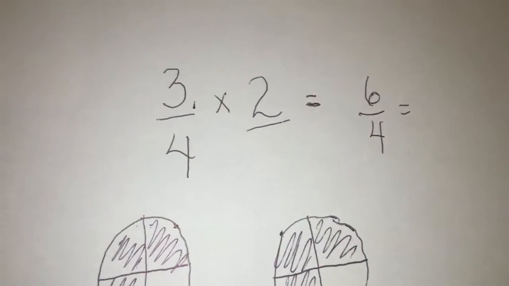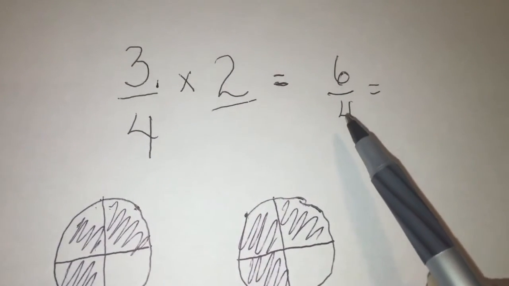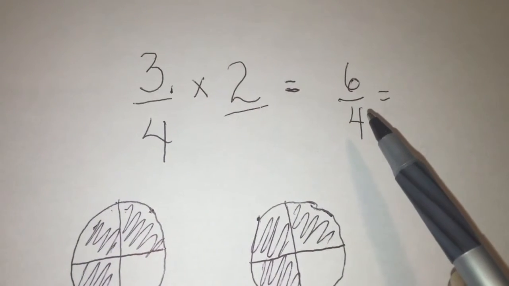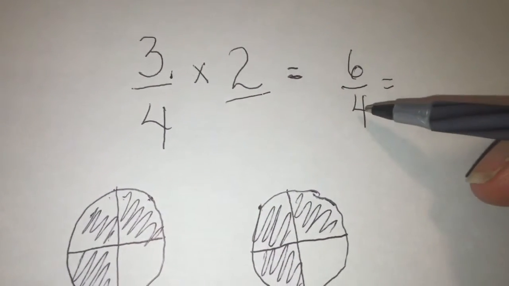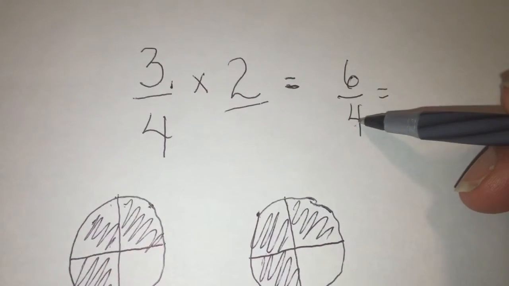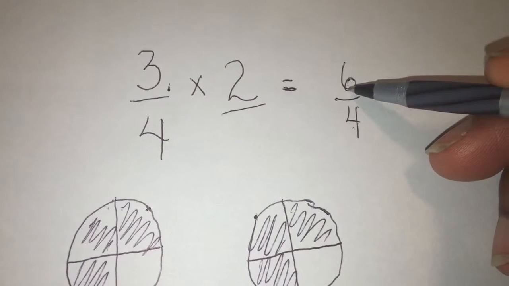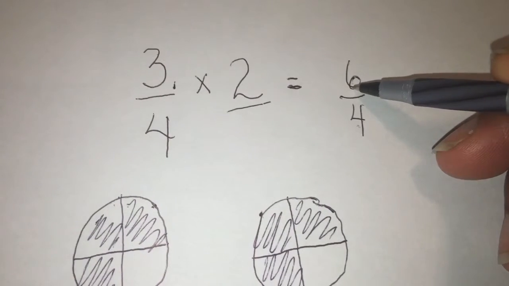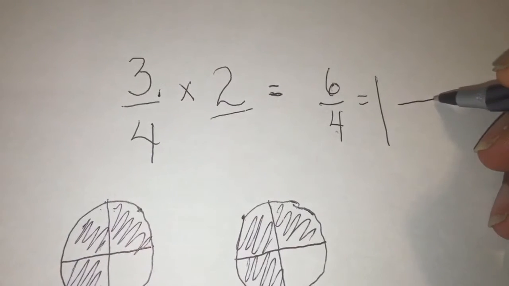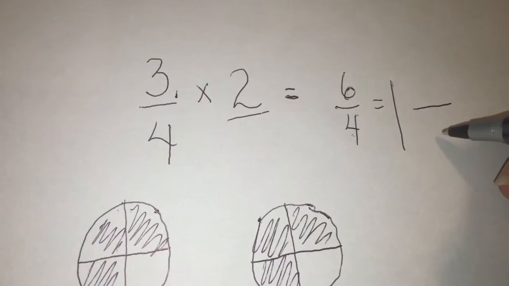However, it is an improper fraction, and improper fractions are also a no-no. How do we change our improper fraction to a mixed number? Remember, we divide by our denominator. We think about how many pieces in our denominator can go into our numerator. 4 goes into 6 how many times? 1. The numerator is going to handle my remainder, and the denominator will stay 4.